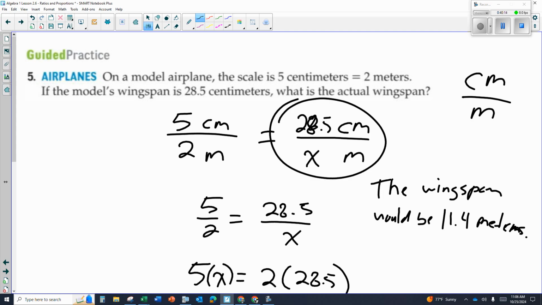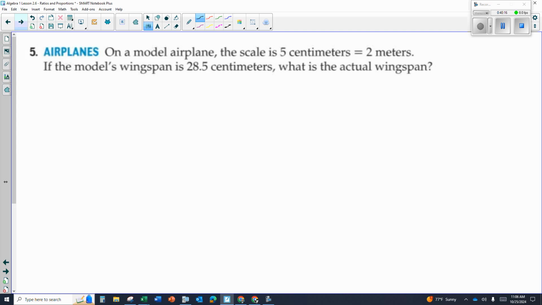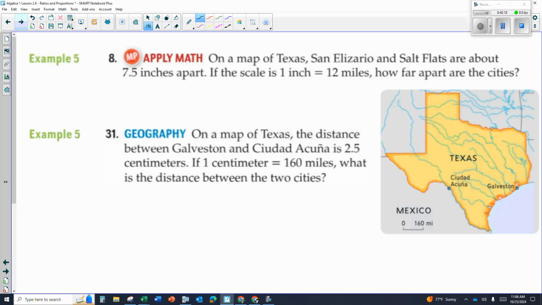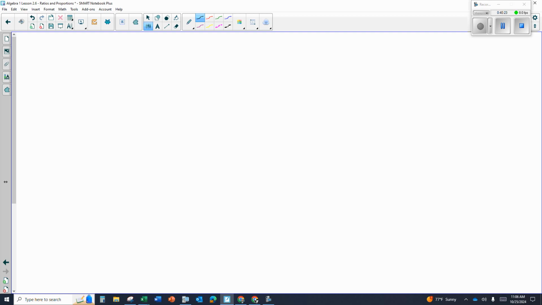All right, so this example will help you with problem number 8 and 31 on the lesson at the back of the book. And that will do it for lesson 2.6, ratios and proportions.